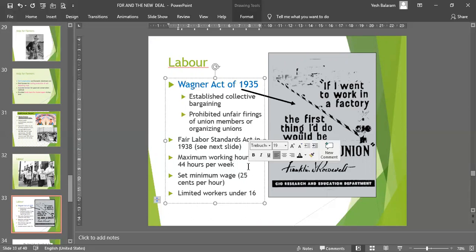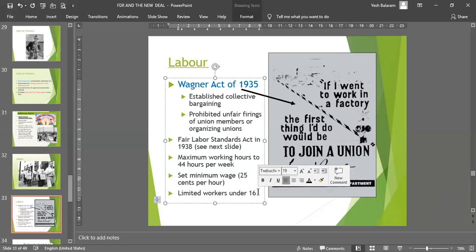Workers were protected in terms of working hours, where they were required to work no more than 44 hours per week. In addition, at that time, in 1935, they would earn 25 cents per hour. This seemed like a very measly sum, but it was reasonable for the time. And very few people under the age of 16 could work. This was to protect children. There was some unskilled work which was not harmful to children, which was allowed, but it was very, very limited.